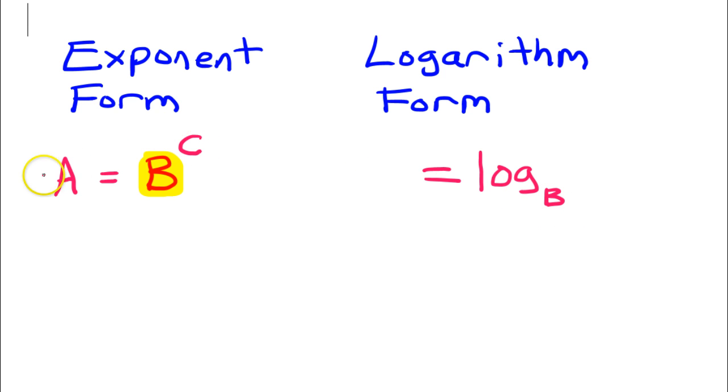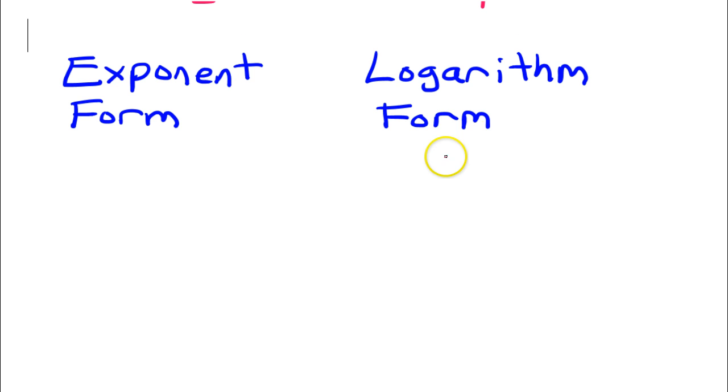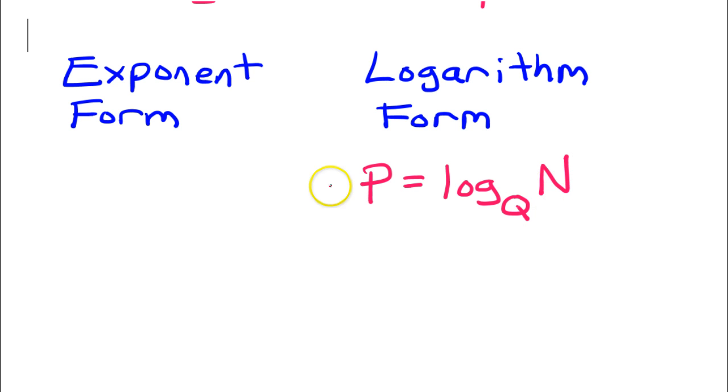Now the a and the c are basically going to switch places. So the c is going to come over here, and the a is going to come over here. So exponent form, log form. All right, you need to be able to go in the other direction too. Let's see, here's something in log form. Say if I have p is equal to log base q of n. All right, I should be able to rewrite this in exponent form.